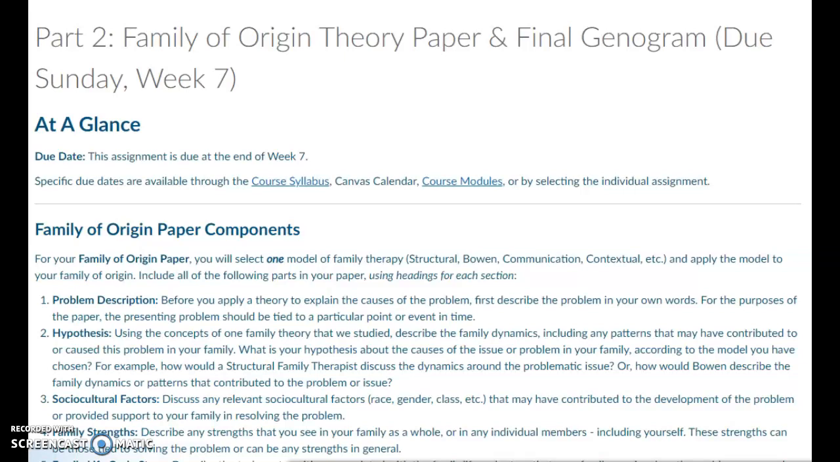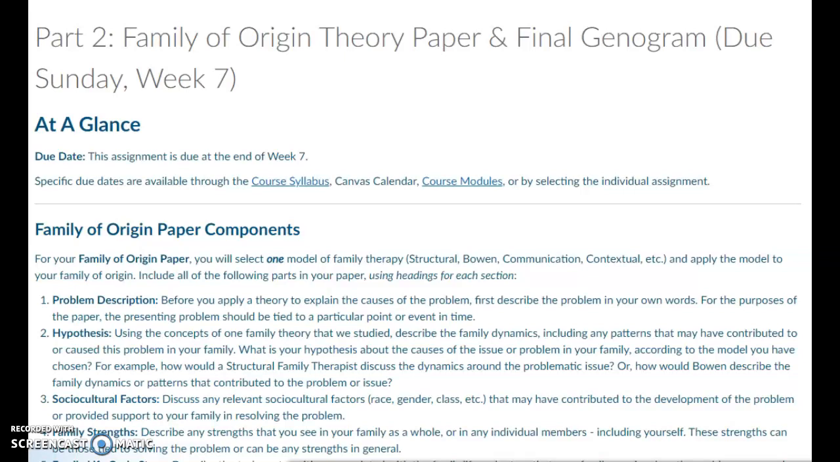Hey class, I'd like to take some time to review the Family of Origin Theory paper and final genogram. For the purpose of this paper, you'll need to choose one model for family therapy, which we have reviewed in this course, and then apply it to your family of origin.